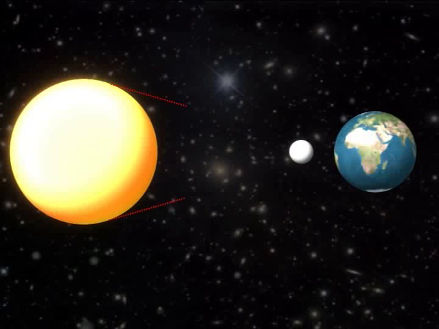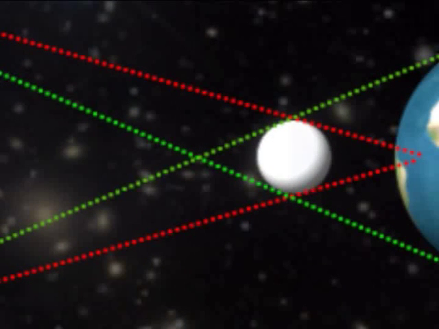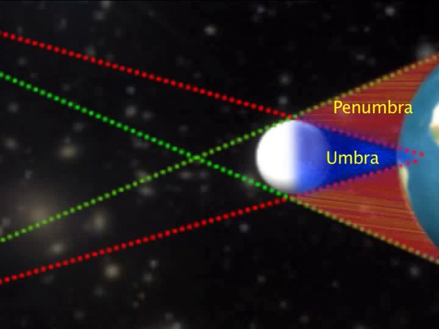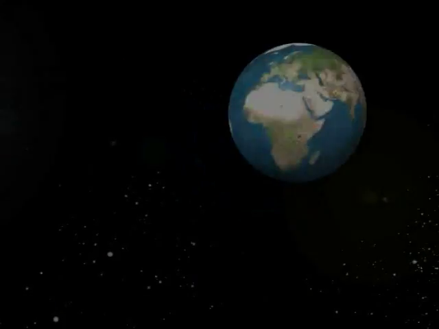The solar eclipse occurs when the moon comes between the sun and the earth. In that state, we are in the umbra of the moon and cannot see the sun completely. We say that is a total solar eclipse. The people in the penumbra of the moon can see the sun partially. This is called a partial solar eclipse.